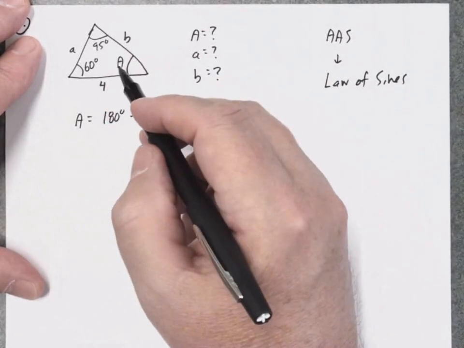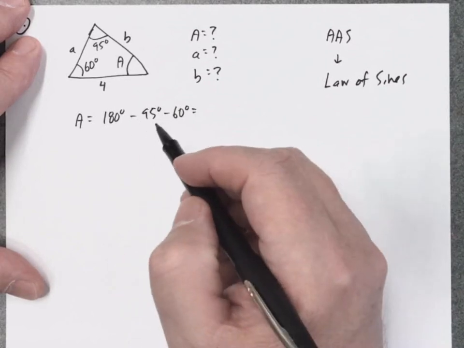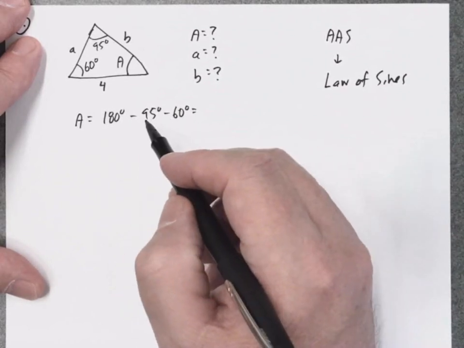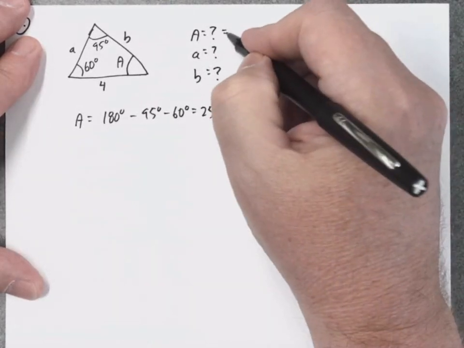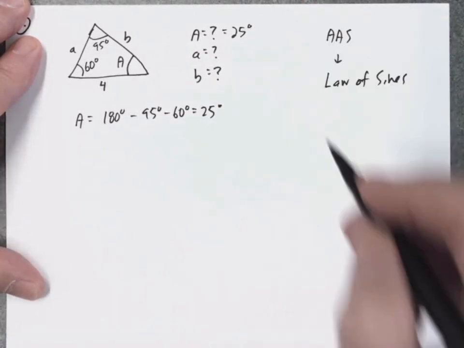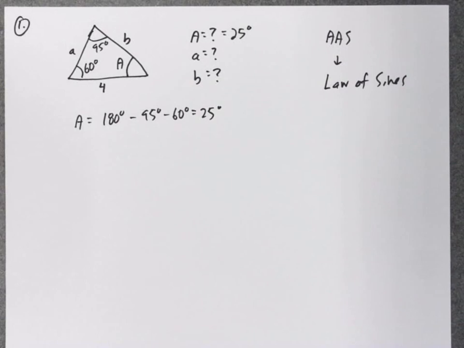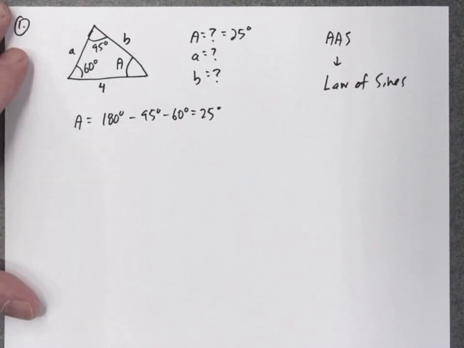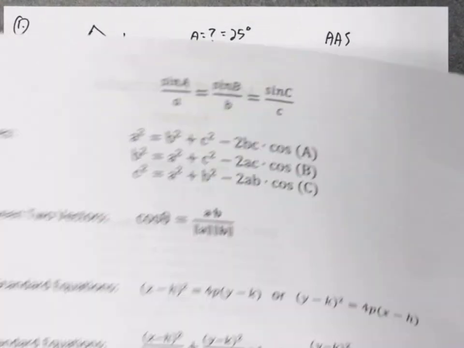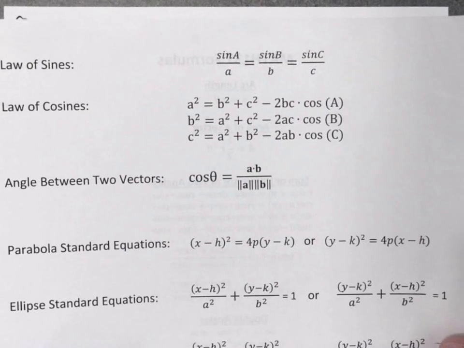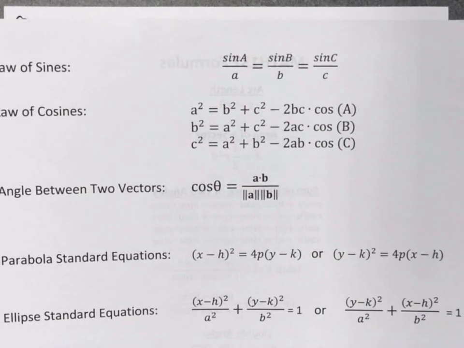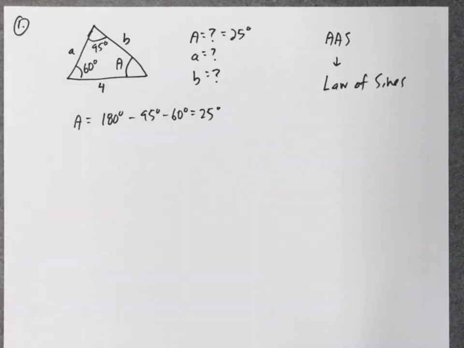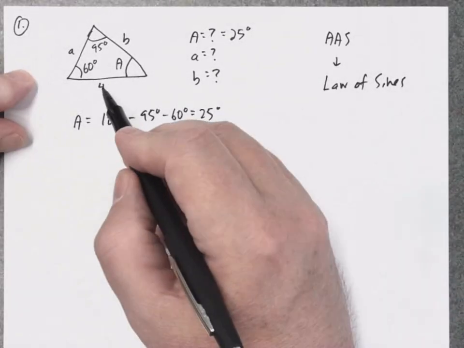So let's find angle A first. Angle A is very straightforward. You take 180 degrees minus 95 degrees minus 60 degrees, once again, because the 3 angles of a triangle have to equal 180 degrees. So 95 and 60, that would be 155. Looks like angle A has to be 25 degrees.